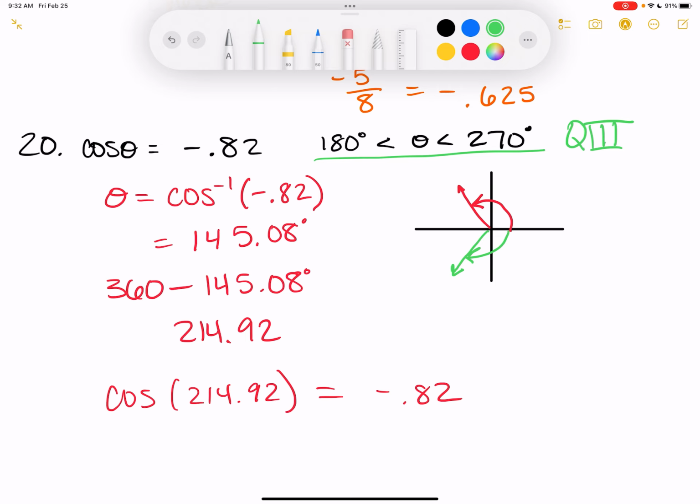Okay, so what if it was 90 degrees is less than theta, theta less than 180? Would it just be where that red line is? Yeah, because that would have to be in quadrant two. Wait, what did you say? He asked if 90 less than theta less than 180, it would just be where the red line is, which would have been this 145. Oh. This is our answer here, in degrees.